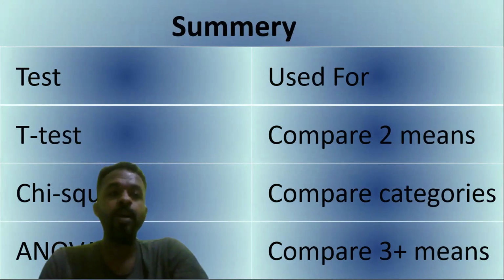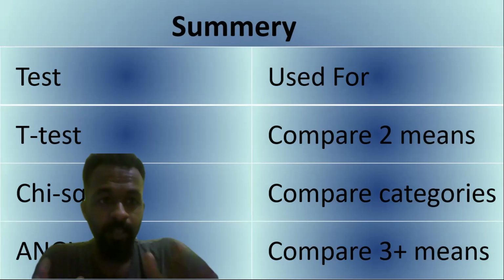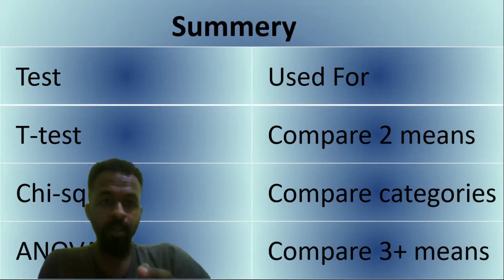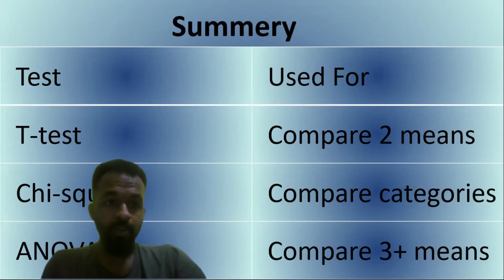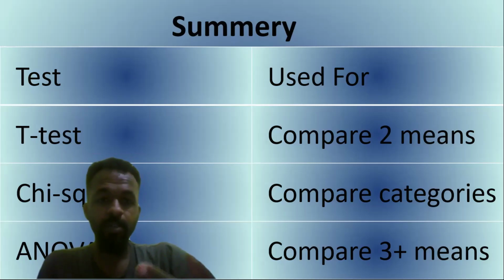Now let's summarize everything. Hypothesis testing helps us determine whether a result is likely real or due to chance. We begin with the null hypothesis and the alternative hypothesis, which are H0 and H1. Then we interpret the p-value and choose the correct statistical test, whether it's a t-test, chi-square, or ANOVA.